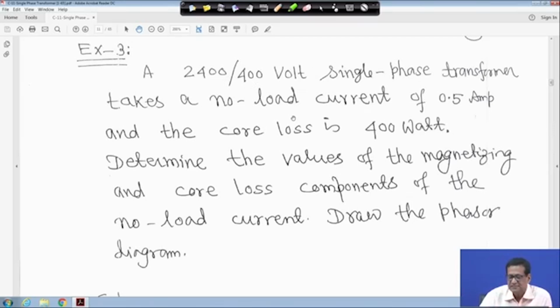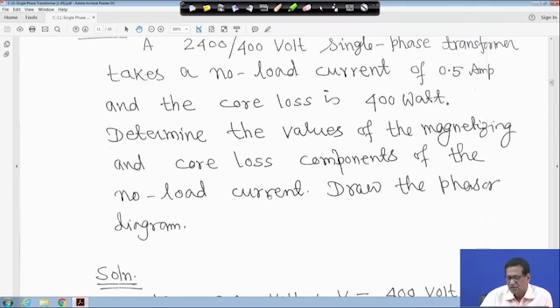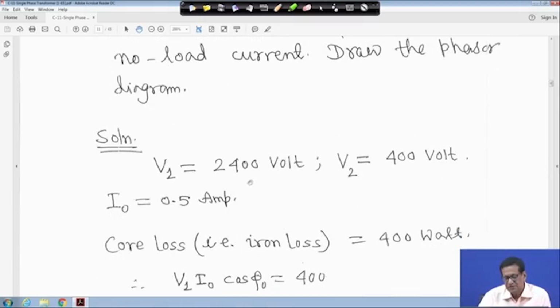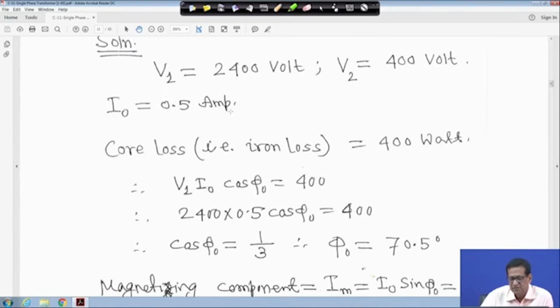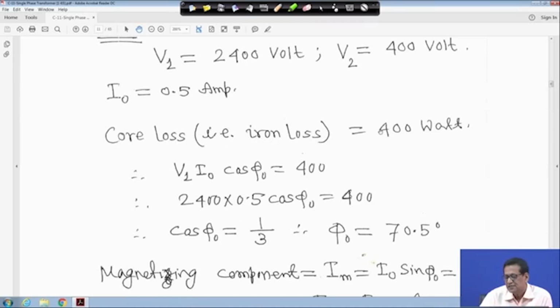A single phase transformer takes a no load current of 0.5 ampere and the core loss is 400 watt. That is, core loss is given, that is V1 I0 cos phi 0, that is your core loss, 400 watt is given. Determine the values of the magnetizing and core loss component of the no load current and draw the phasor diagram. So, it is given V1 is equal to 2400 volt, V2 is 400 volt, I0 is 0.5 ampere. So, core loss, that is iron loss, is also given, 400 watt.